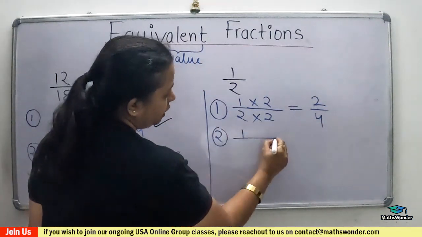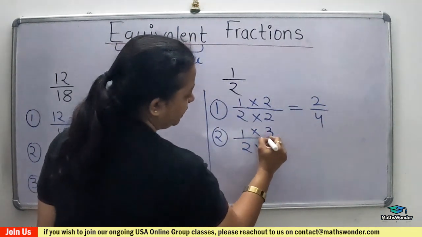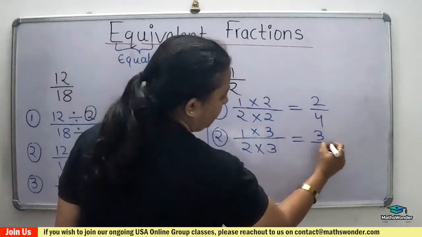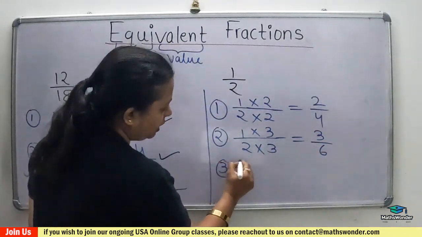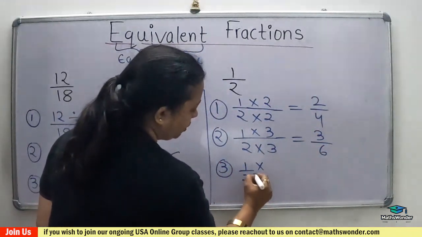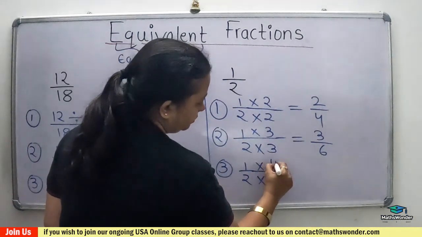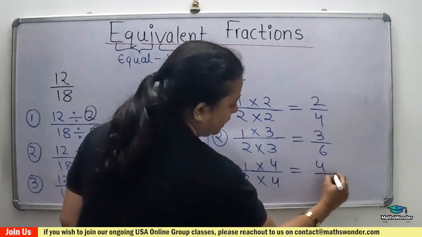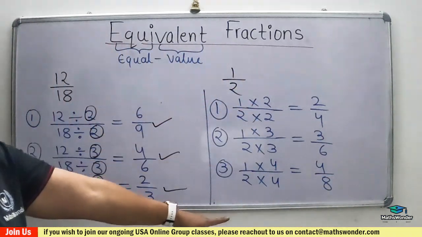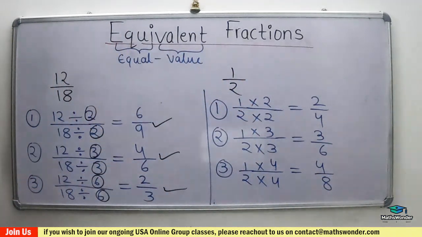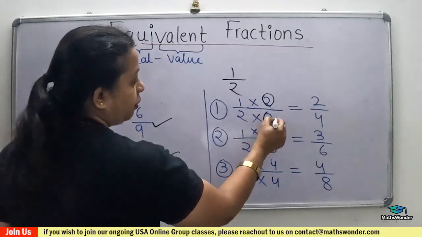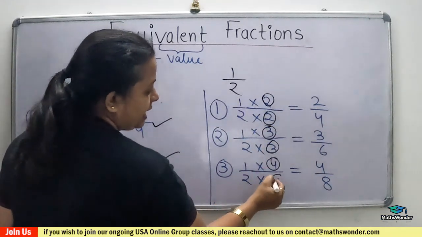Second, 1/2 we multiply with 3. Any number you can multiply it. It's all up to you. You can multiply with 5, you can multiply with 10, you can multiply with 100, any number. 4/8. Just the last example. So only multiplication and division will work for getting an equivalent, equal number.